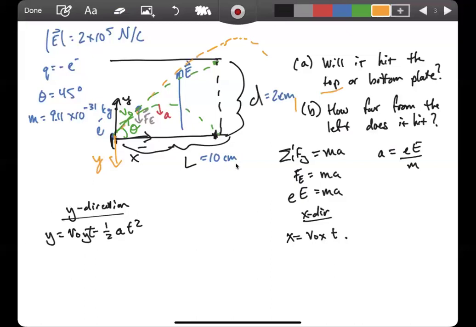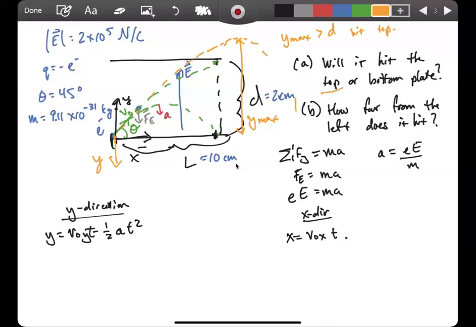So one thing we can say is what? Let's find the maximum height that this thing is going to reach, y max, in the vertical direction and see if that y max is then greater than the distance d, which is the distance between the plates. Meaning that, again, if y max is greater than that distance d, then it's going to hit the top plate.